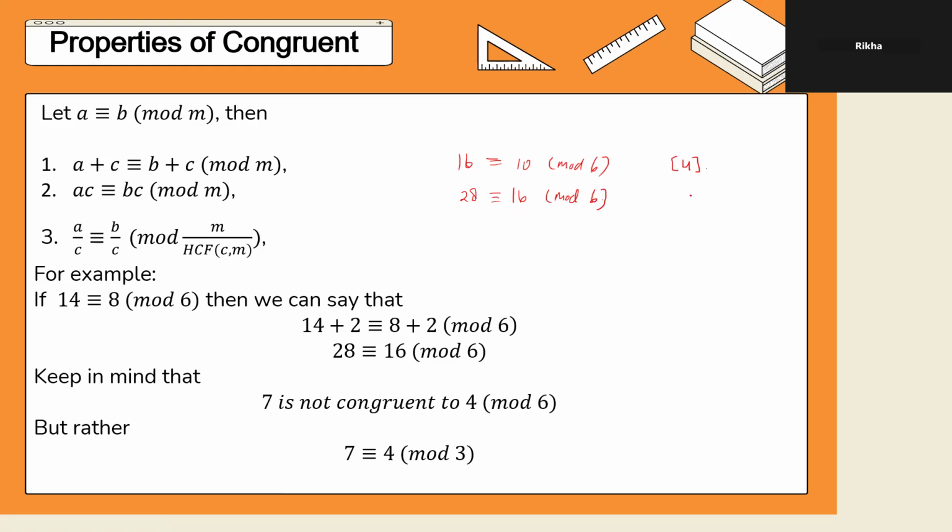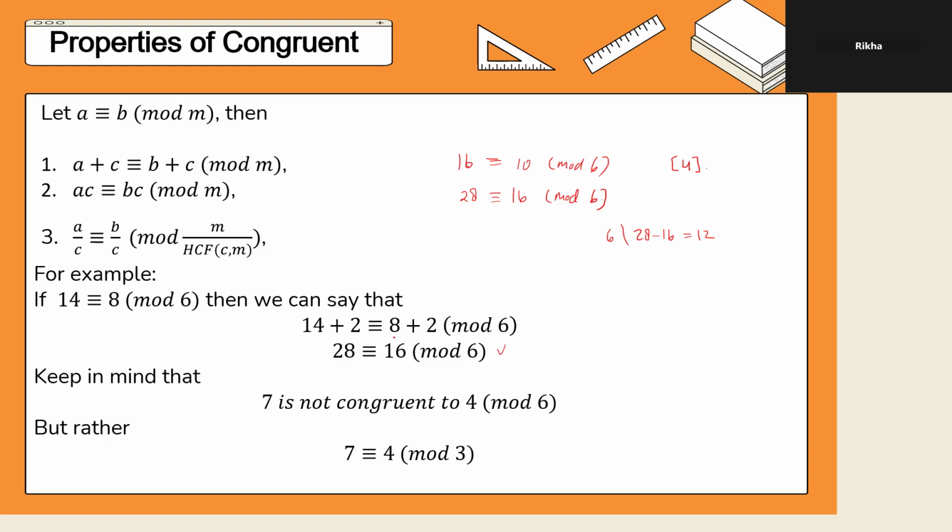28 and 16 belong to which residue class, do you think? Or null? I don't think so. They're both not divisible by 6. Zero is all numbers that are divisible by 6 because the remainder is 0. Or you can check it using the definition. 28 minus 16 is what? 12. And 6 divides 12. So this is guaranteed.